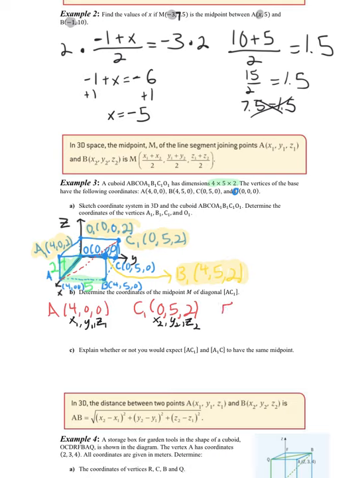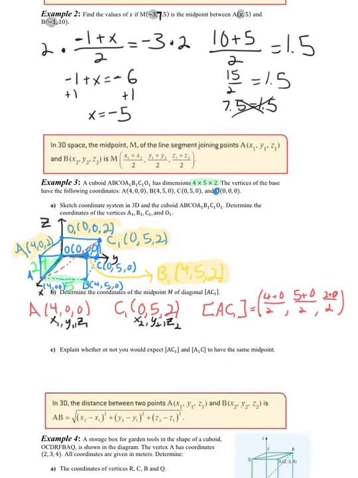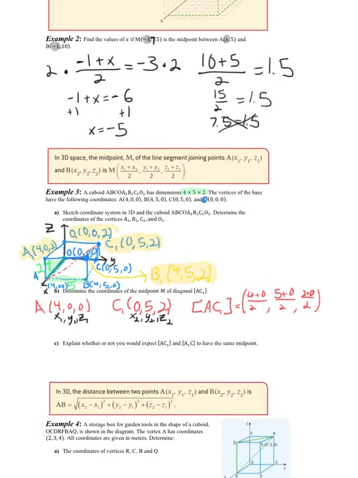So if we're looking for AC1, we'll start with the x values, 4 plus 0 divided by 2. And then the y values, 5 plus 0 divided by 2. The z value is 2 plus 0 divided by 2. That's how we would find our diagonals. So I think the hard part about these types of problems is just trying to get it set up and then go ahead and calculate those points. But the hard part might be the setup and trying to visualize what it's asking exactly.